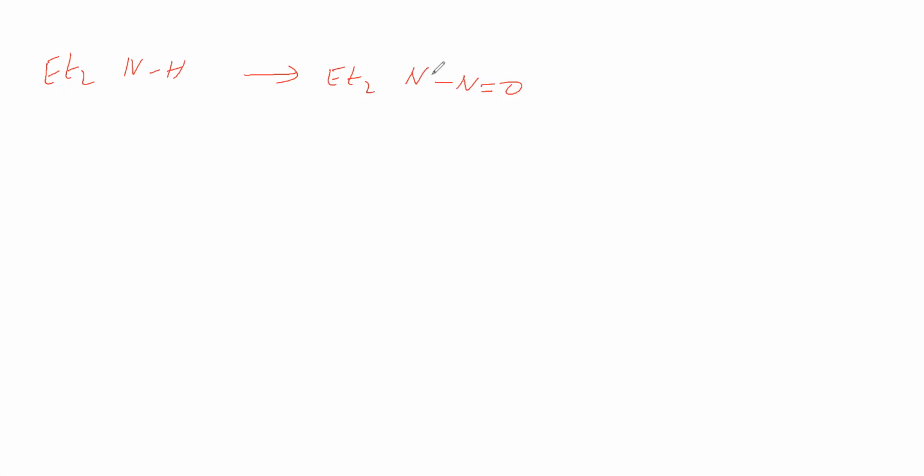So what is the name of this? NO is called nitroso. This nitroso is attached directly to N, so N-nitroso, and two ethyl groups means diethyl, and this N is called amine. So we can say N-nitrosodiethylamine. So an aliphatic secondary amine gives an N-nitroso compound.